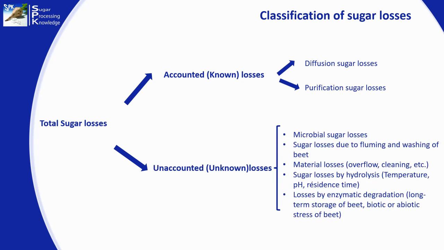In this category, we find microbial losses, which are losses due to microbial infection, especially at the diffusion step. Then sugar losses due to fluming and washing of beet. And all material losses due to overflow and various cleanings. And losses by thermochemical degradation as a function of temperature, pH, and residence time. And finally, the enzymatic degradation losses due to the prolonged storage of beet and the various stresses experienced by beet.